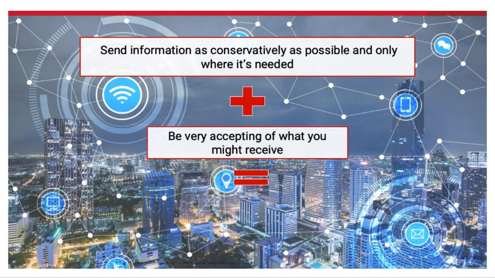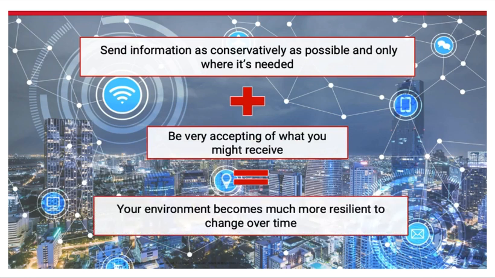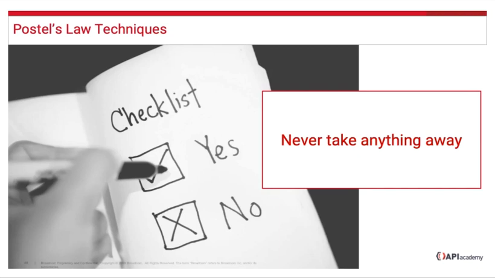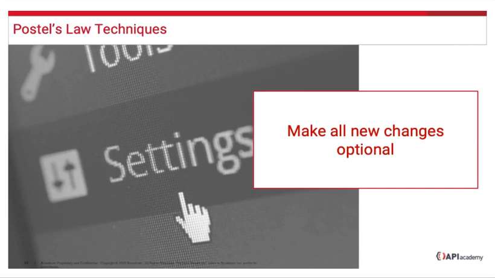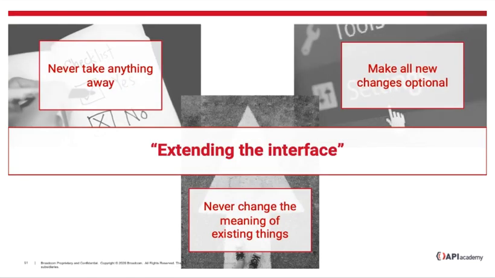When you follow this approach, your environment becomes much more resilient to change over time because you can deal with unexpected elements. Some of the techniques to abide by Postel's law are: never take anything away. Always try to preserve what you already have. Never change the meaning of existing things. Preserve the meaning. Make all new changes optional. Don't require the client to provide a new parameter or insist that they recognize new fields in the response. We call these techniques extending the interface.